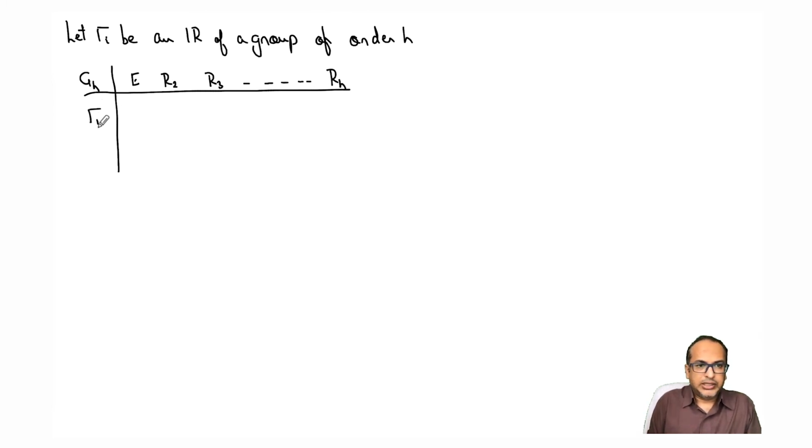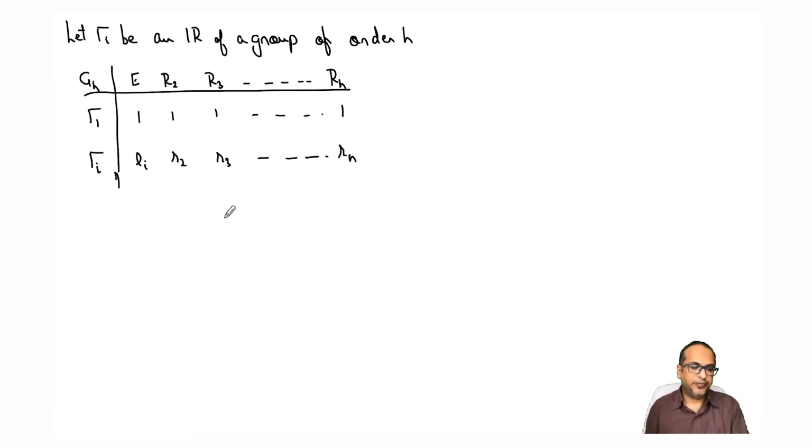So let's say I have a tau 1, which is the totally symmetric representation. So I'll have all ones here. And I have a general IR, which is tau I. Okay. So that means here it will be Li, which is the dimension of this. It can be 1 or anything. And then I'll have different characters or matrices depending on the dimension of this: R2, R3, and so on, Rh.